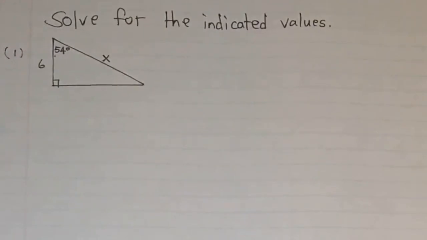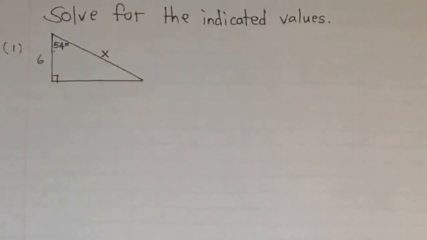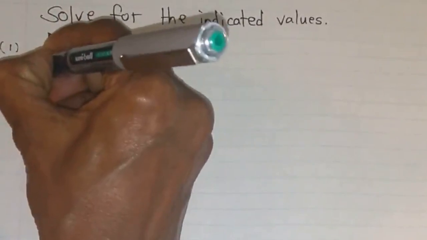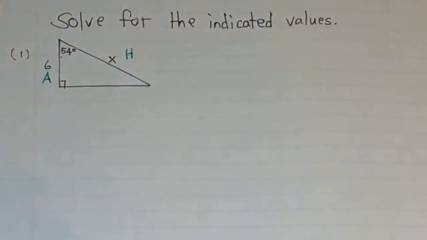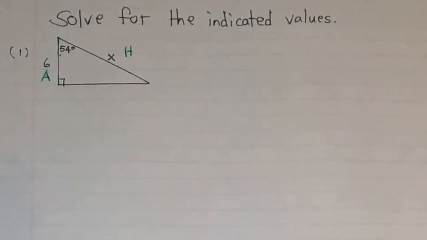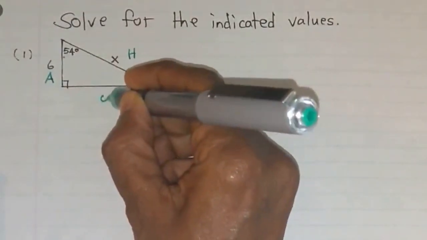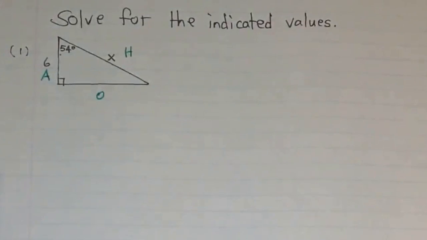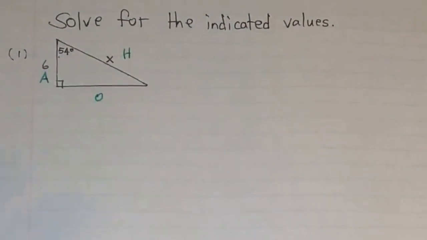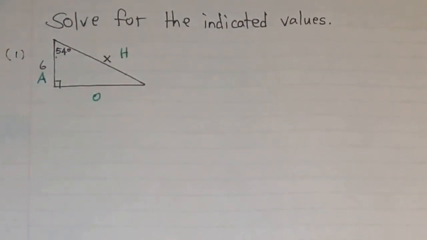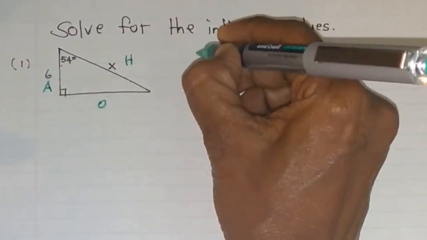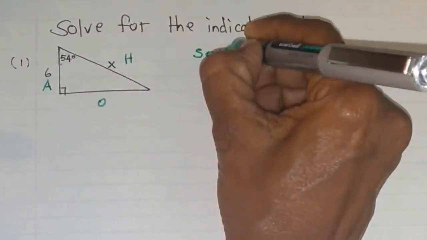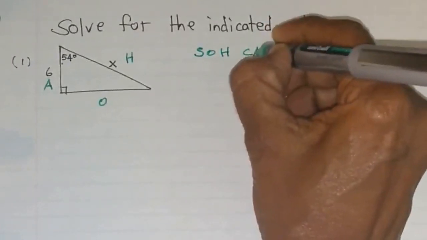So 54 is given and 6 is going to be the adjacent. And x is going to be the hypotenuse. And that's going to be the opposite. I'm just going to label it, but that's not given to us. So to decide which ratio we're going to use, we can remember the acronym for the three trig ratios, so SOH CAH TOA.